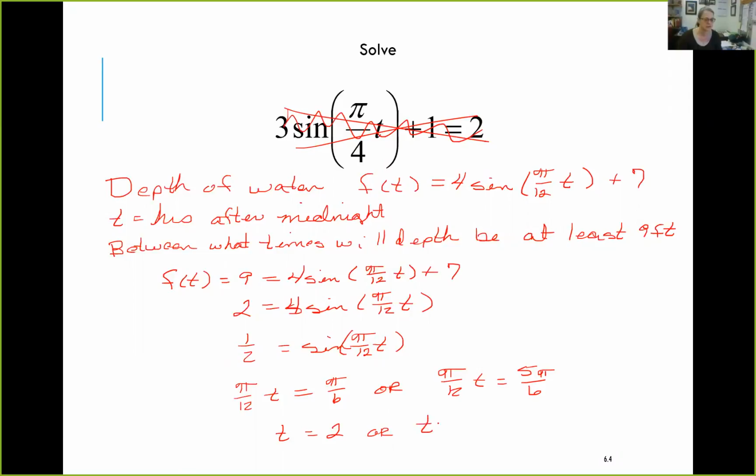So that means 2 hours after midnight and 10 hours after midnight, or 0200 or 2 a.m., and 1000 or 10 a.m. Between those hours, the water at the dock will be at least 9 feet deep. And notice that this cycle is going to repeat on a periodic basis. You can take a look at this in Desmos if you want to, but this is how we use trigonometric functions to solve real-world problems.